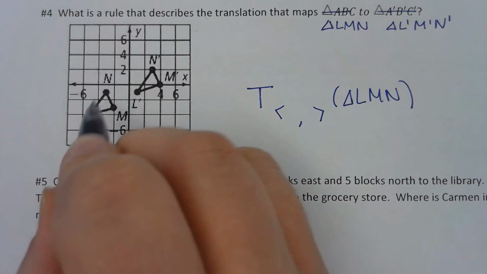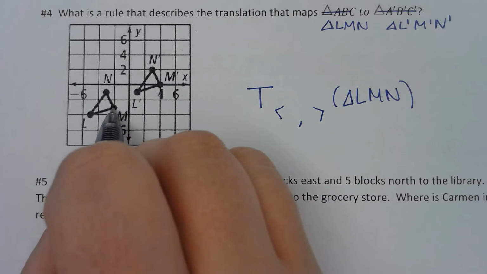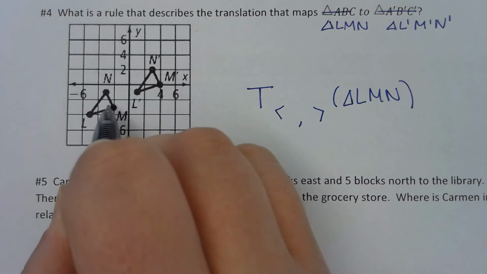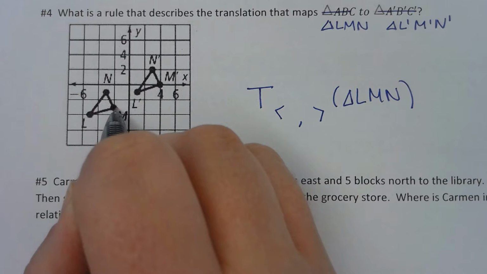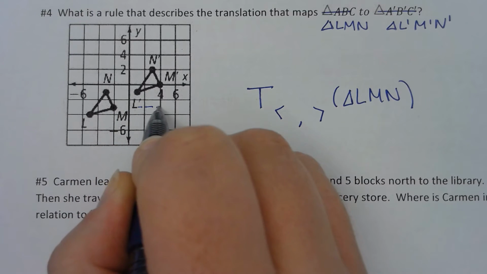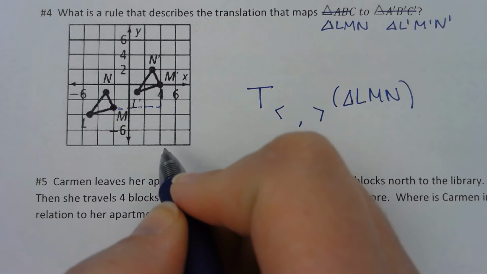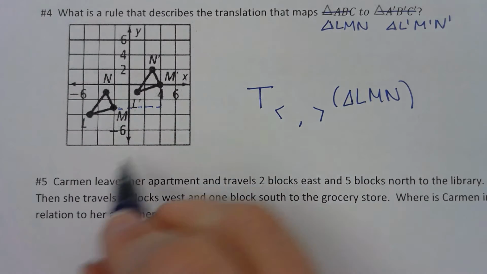You can choose either L, N, or M. I'm going to choose M. M's right here. This is the pre-image. I want to get it all the way up here to M prime, and I need to figure out how I get over there. So I know I'm going to go to the right, and then I'm going to go up. Let's figure out how much I go right and how much I go up.